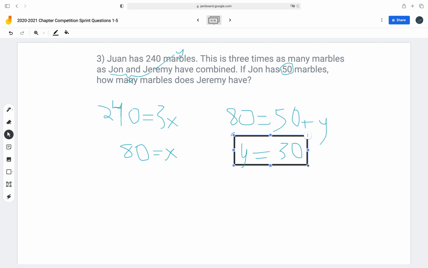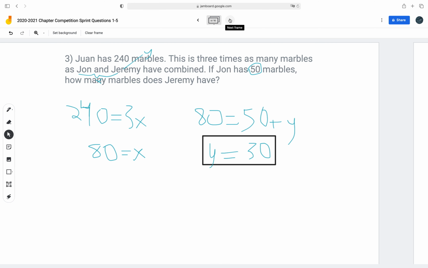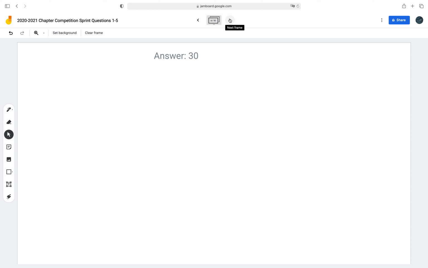Okay. So you can see you can just set up equations and then just figure it out. Let's check if that's correct. Okay, it is correct. If you have any questions on how I did any of the problems, just let them know in the comments below.